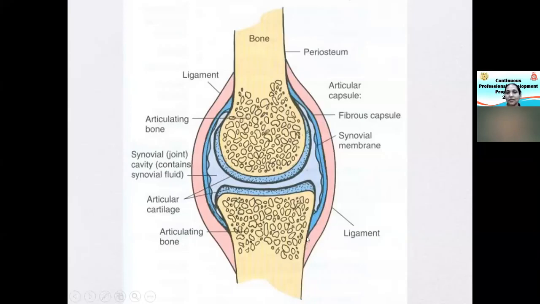For strength and stability, we have ligaments surrounding the joint, and where a ligament gets attached to the periosteum, this is known as an enthesis.